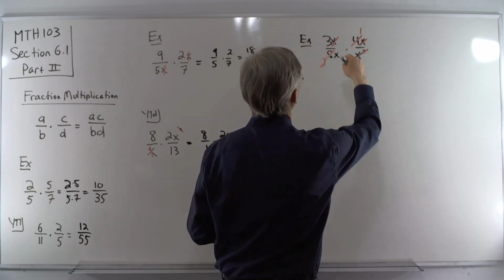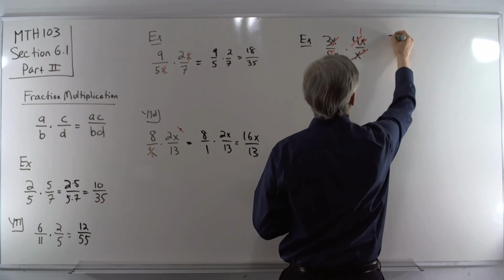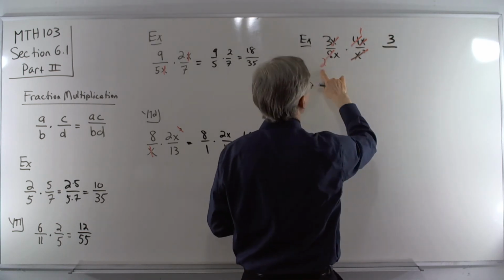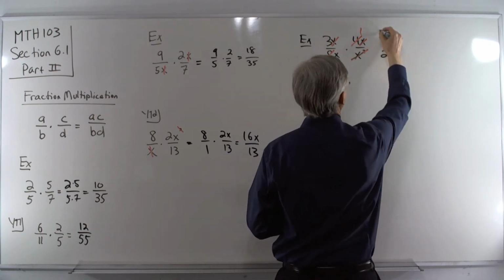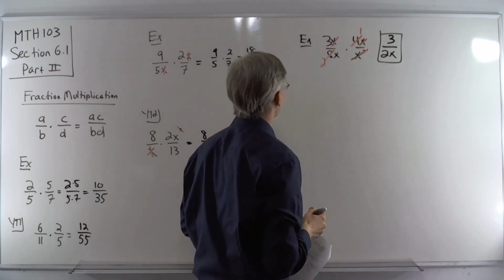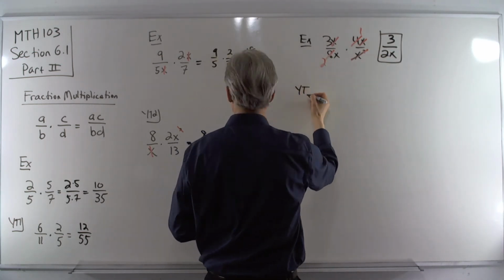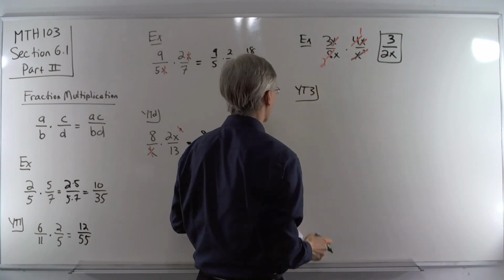What do we have left? We got 3 on top, 3 times 1, so that's 3. And on the bottom, we have 2 times x. So our final answer is 3 over 2x. Your turn, number 3.